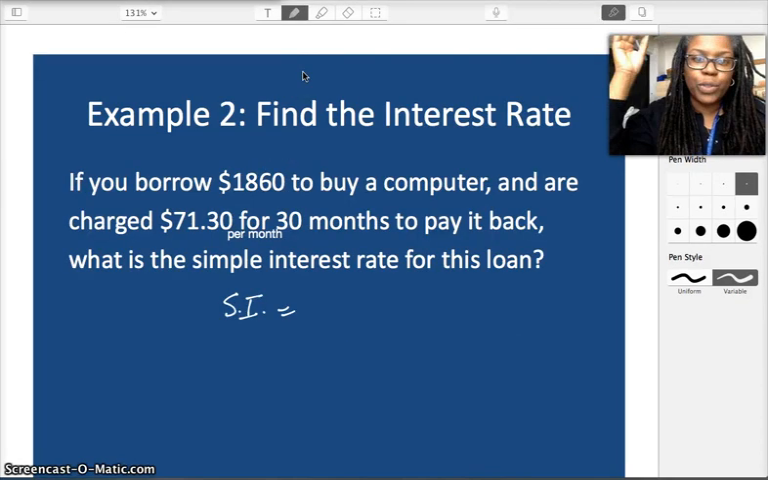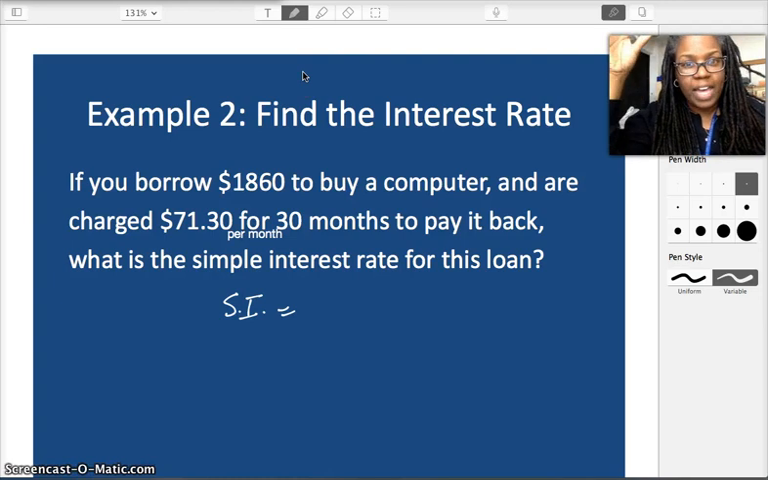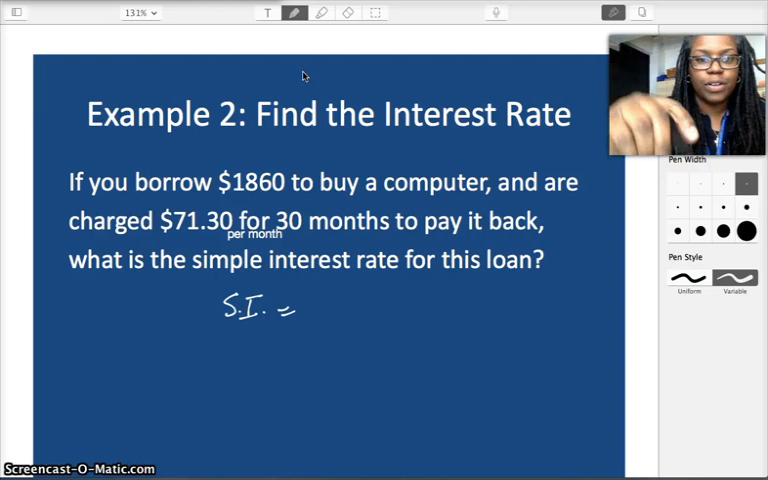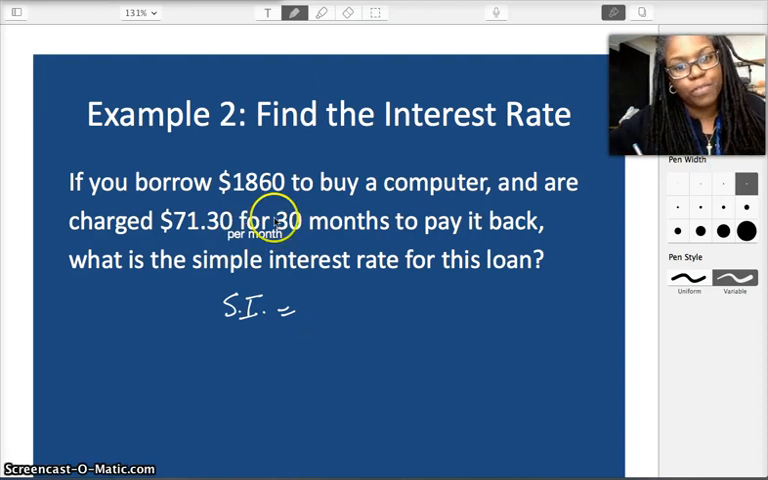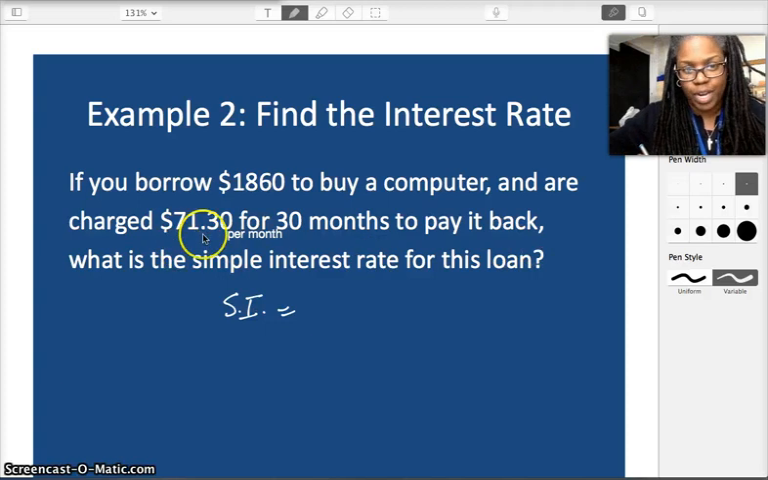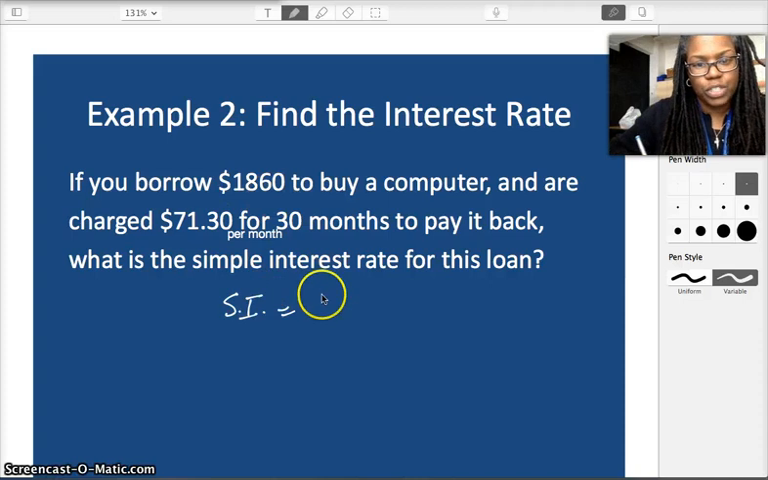So here in example 2, we're going to find the interest rate. If you borrowed $1,860 to buy a computer and are charged $71.30 per month for 30 months to pay it back, so you've got all that time to pay it back at this rate, what is the simple interest that you're being charged for the loan? So what we need to do is we are going to eventually use this formula.